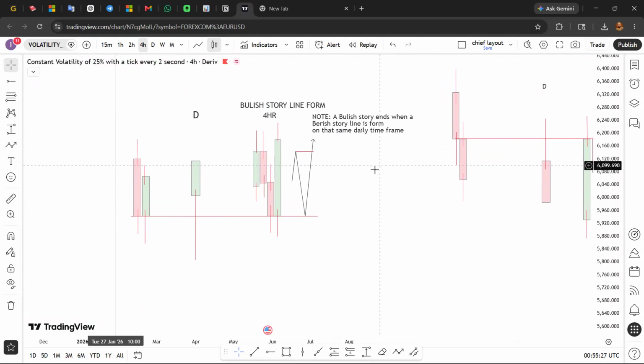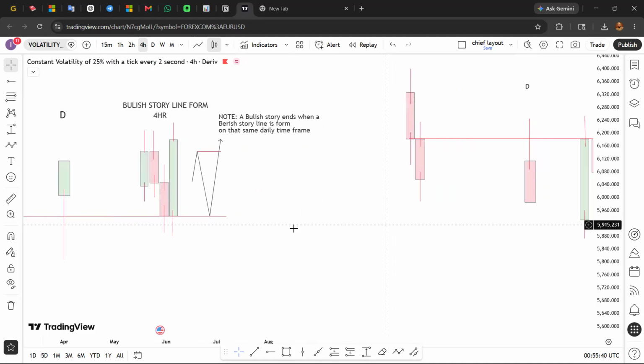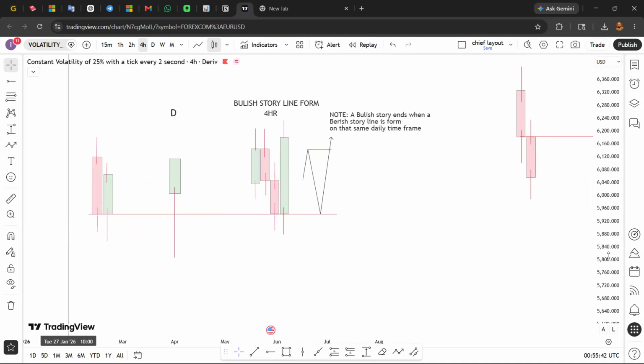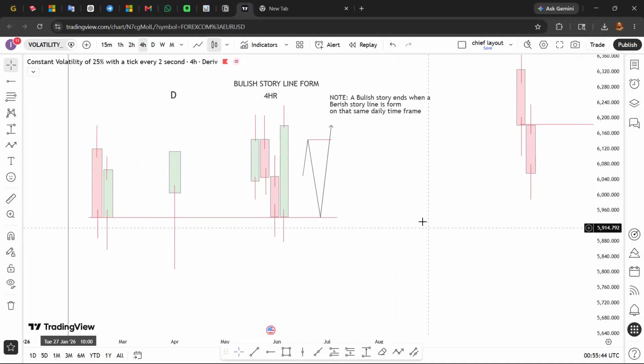For me, I trade from the monthly to the weekly to the daily to the 4 hour. The 4 hour is my last bull stop. Then the 2 hour, 1 hour, 15 minutes, and 5 minutes become my POI, point of interest, key levels and time frames where I can enter the market, which I use for my entry.